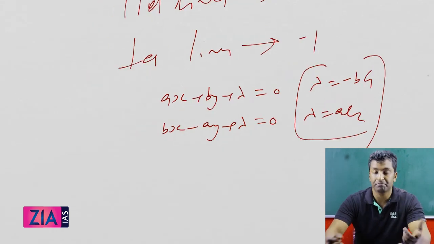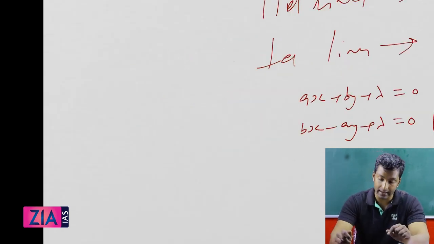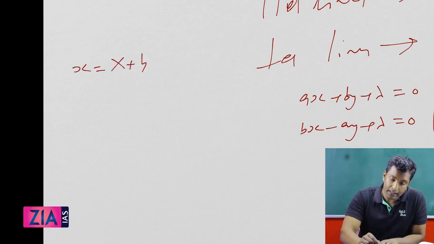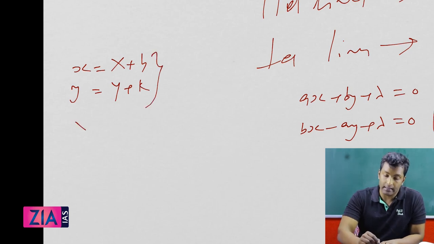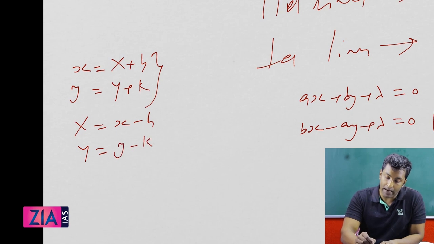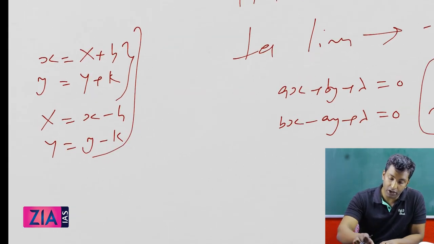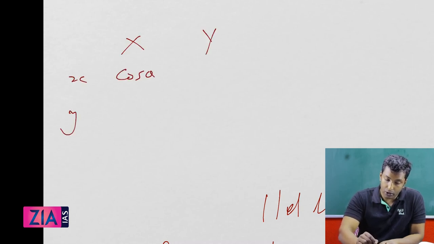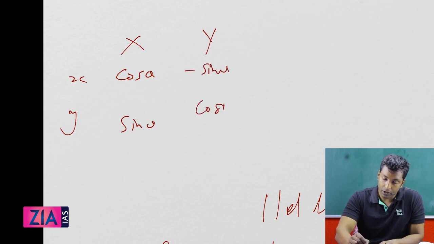Then we have seen transformation of axis and rotation of axis, right? In case of transformation of axis, in the old case, x is equal to x plus h, y equal to y plus k. New case, x is equal to x minus h, y equal to y minus k. What about rotation of axis? You just need to remember the table: x, y, cos theta, sin theta, minus sin theta, cos theta.